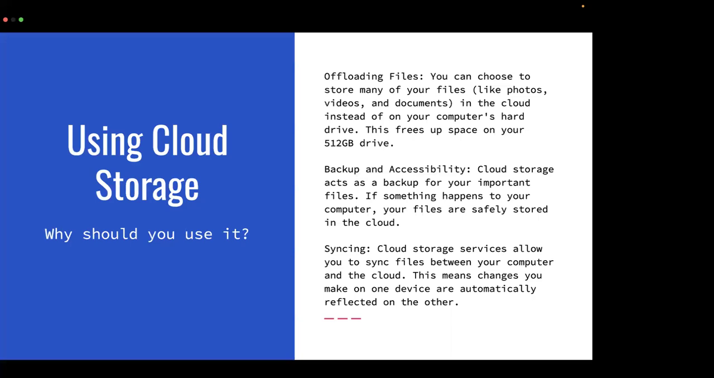And then syncing. This is the big one for me, apart from backing up. Syncing allows you to have multiple computers. And instead of using a USB drive or emailing files to yourself, you can just use cloud storage. If you make a change on computer A and you go to computer B, you will see that change. You will see the updated document. You will see all the photos you just took from your phone automatically on your computer. You don't have to transfer anything. Everything is just synced between your multiple devices.